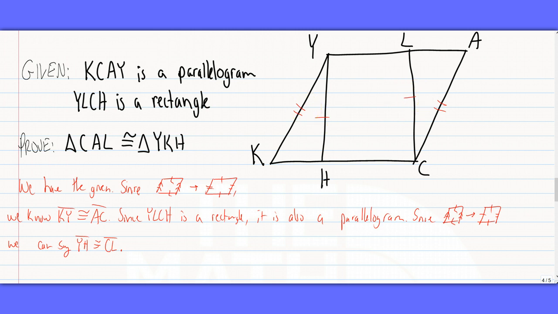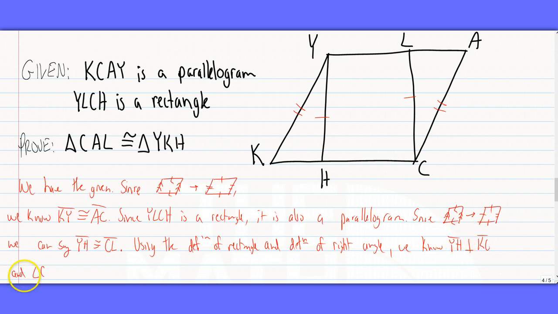And as we're looking at the triangles we're trying to prove congruent to each other, we have two pairs of sides. We're going to go further with that using the definition of rectangle and definition of right angle. We know YH is perpendicular to KC and LC is perpendicular to AY.